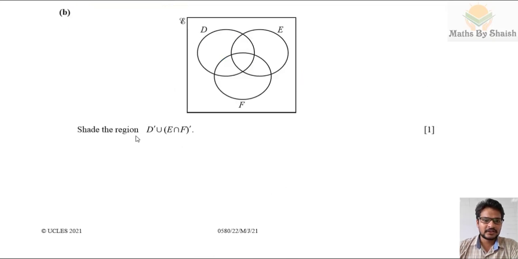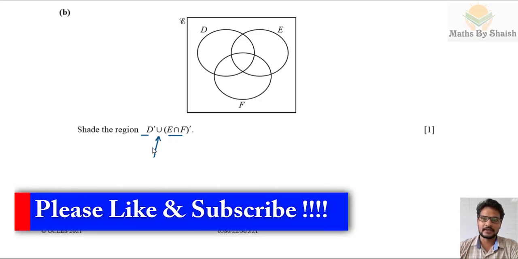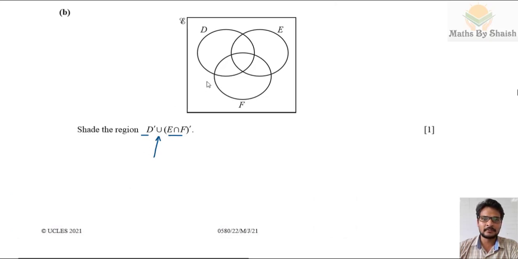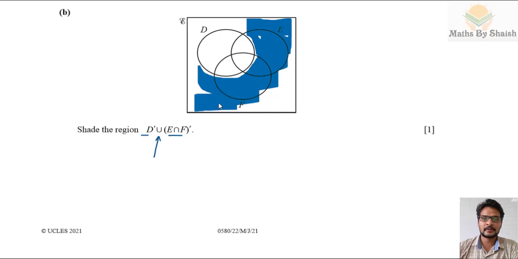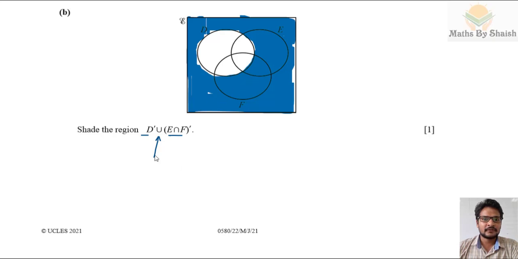Here's the B part. Shade the region D complement union with E intersection F, whole complement. In this type of question, if we have the union, we take each part individually and then shade the combination of it. First of all, D complement means whatever is other than D. So we will leave the circle D and shade the complete rest. So this is the shading for D complement.